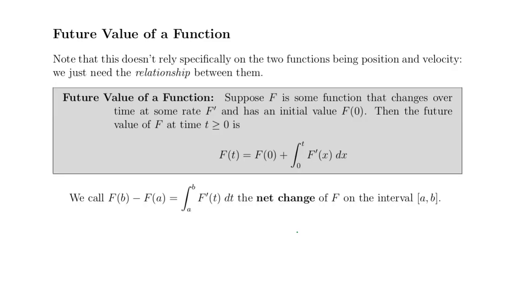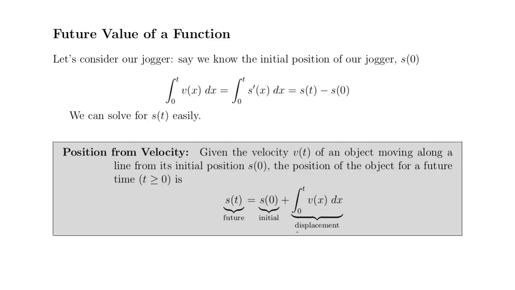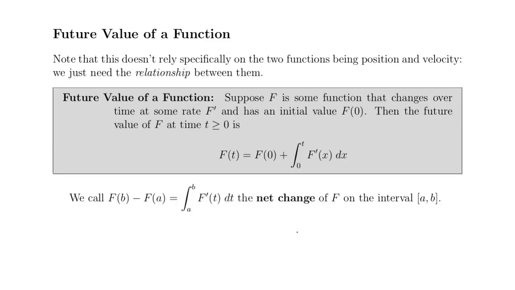Notice that this doesn't necessarily have to just be a position and velocity relationship. The reason that we could do this is, remember, velocity is the derivative of position. So as long as we keep that same relationship, we can do this for any functions. It doesn't really matter. We can take some function, and if we know the rate that it changes, then we can integrate that derivative from 0 to t, add an initial value, and we get a future value.